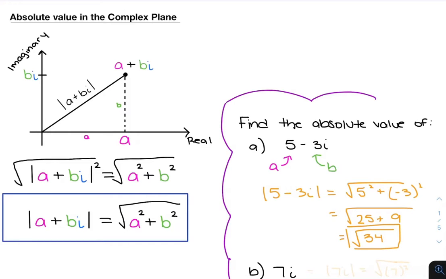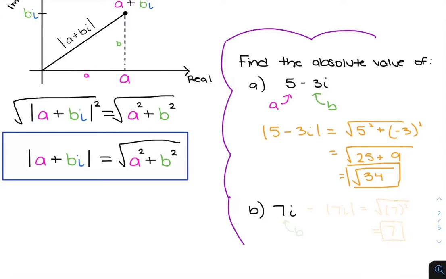So let's try out another one. In this case, we have a 7 with an i next to it, so this is actually b because we have i next to it. And so if we were trying to find the absolute value of it, the absolute value of 7i is just the square root of 7 squared, because that's the only thing we have in there. And the square root of 7 squared is just equal to 7. So this is the absolute value of 7i.